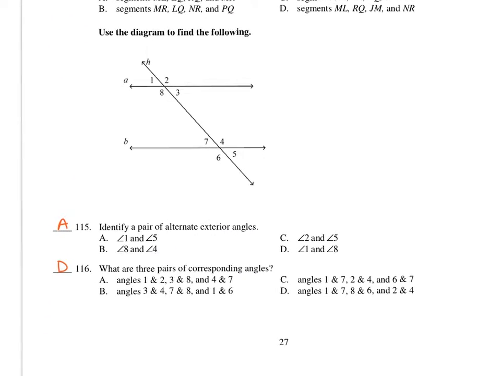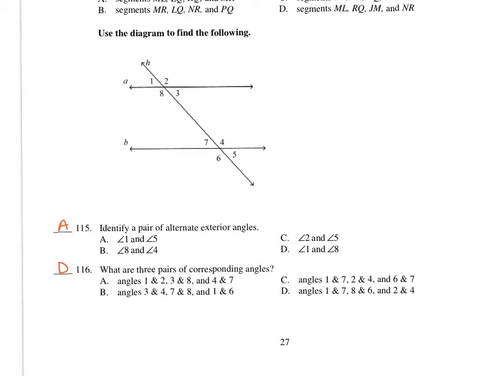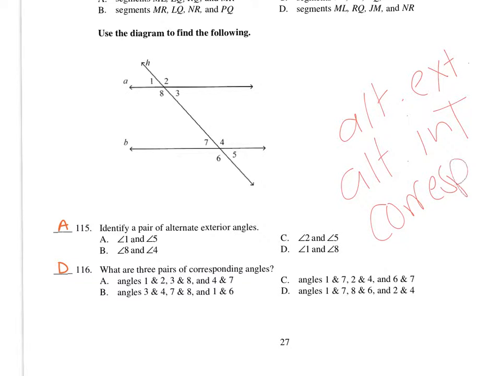115, identify a pair of alternate exteriors. So these are your alternate exterior, alternate interior, corresponding, and same side interior, or sorry, consecutive interior. Those four different special angles. So 115, an alternate exterior would have been 1 and 5 or 2 and 6. 1 and 5 is the only one that's on that list.